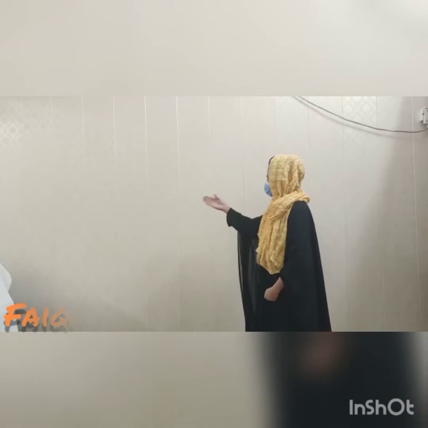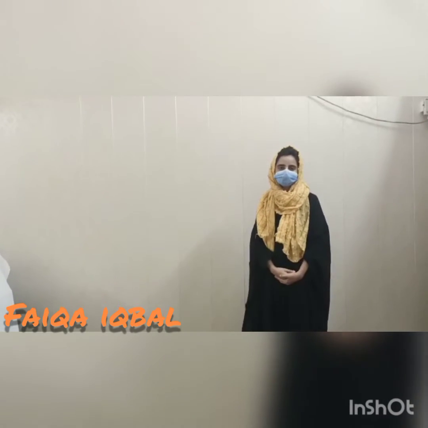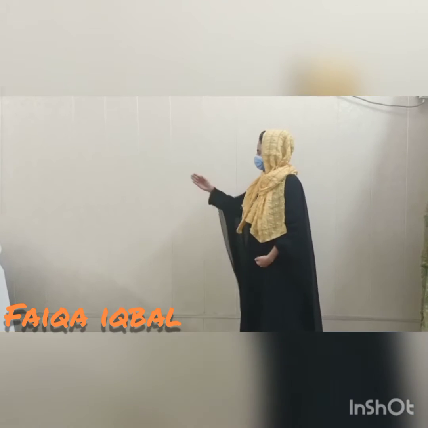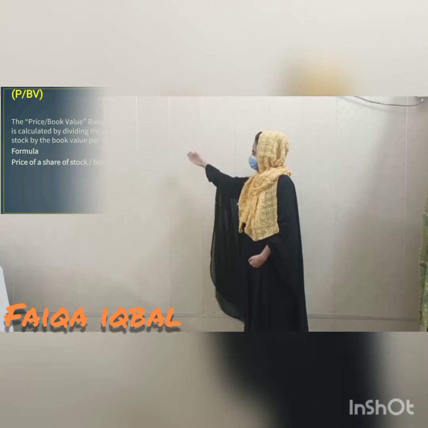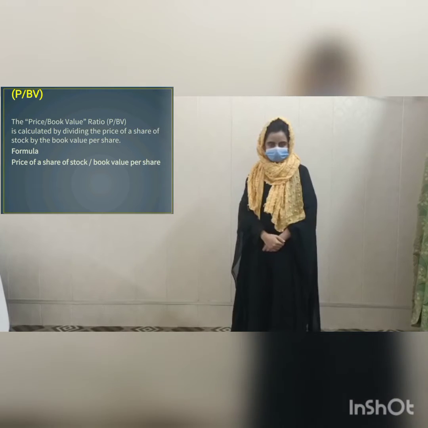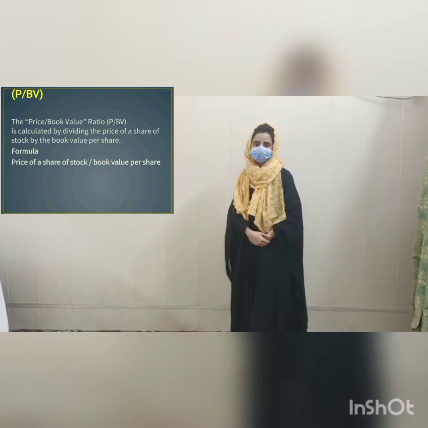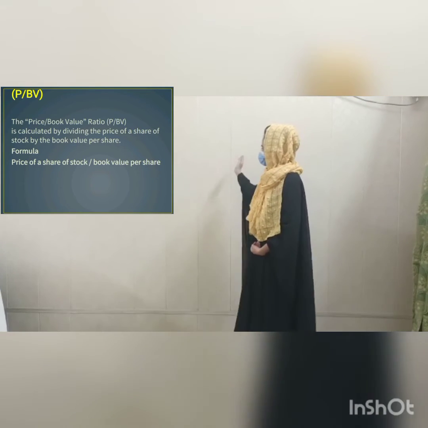Now I want to explain the price to book value ratio. The price to book value ratio is calculated by dividing the price of a share of stock by the book value per share. Now I want to tell you about the formula for the price to book value ratio: price of a share of stock divided by book value per share.